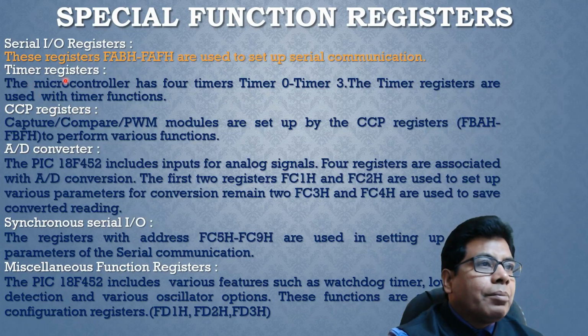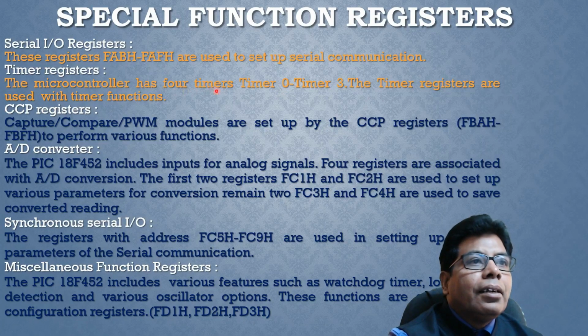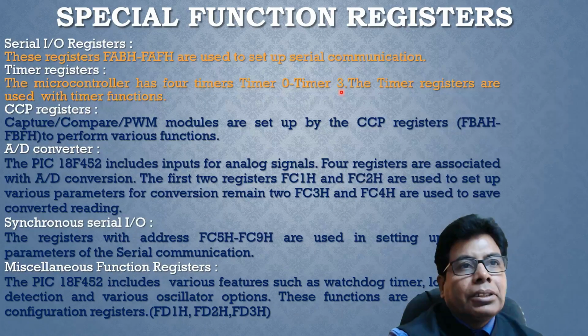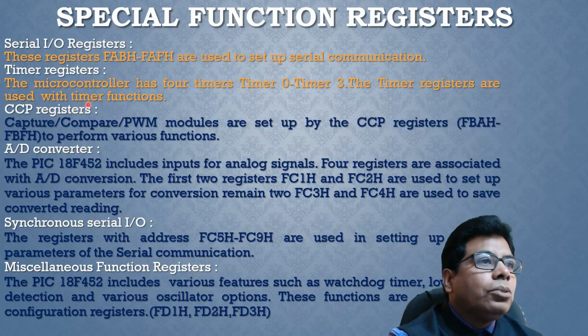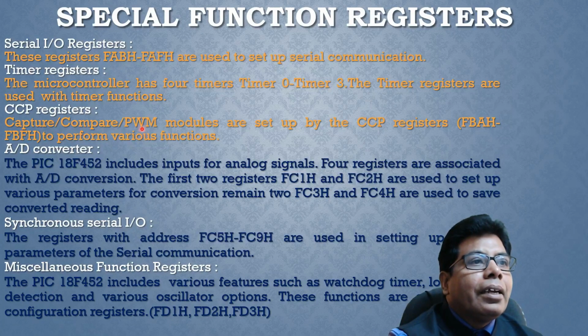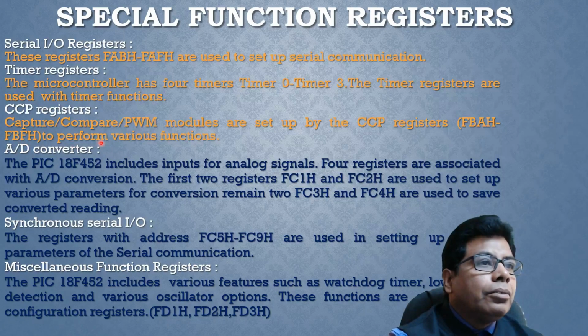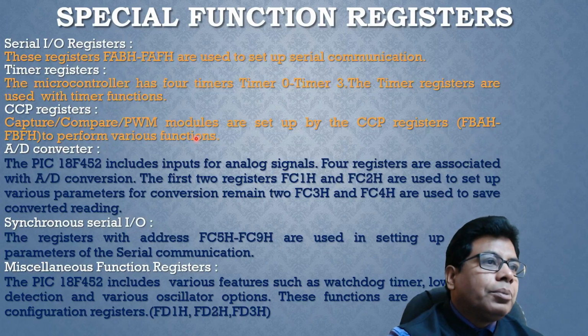Then timer registers, we have the microcontroller has 4 timers, timer 0 to timer 3, and the timer registers are used with the timer functions. Then next we have the CCP registers, that is capture, compare and PWM modules are set up by the CCP registers. So the address are FBA to FBF. They will perform the various functions required for the capture and compare.